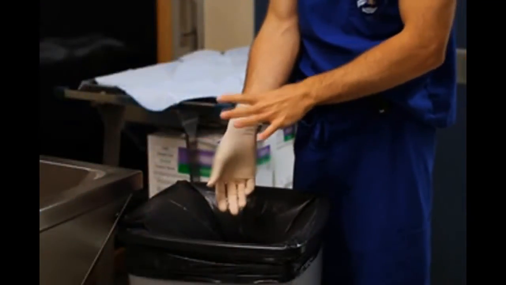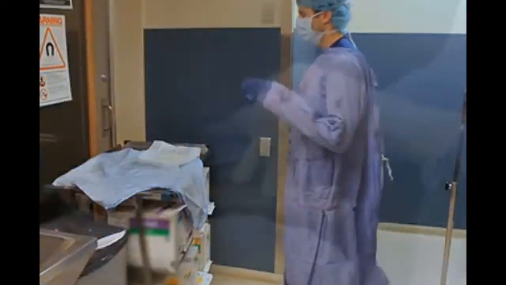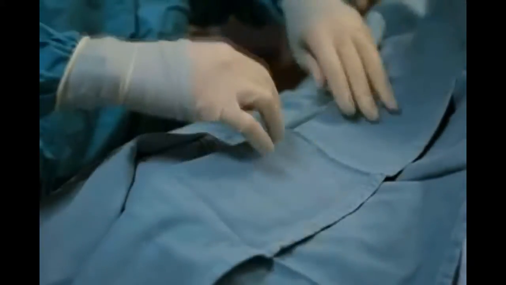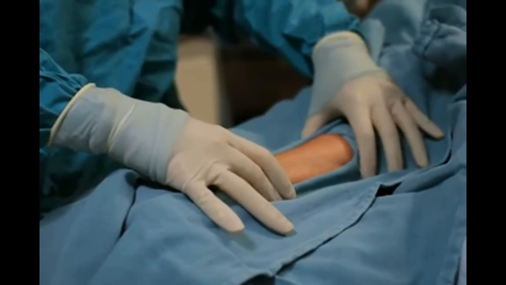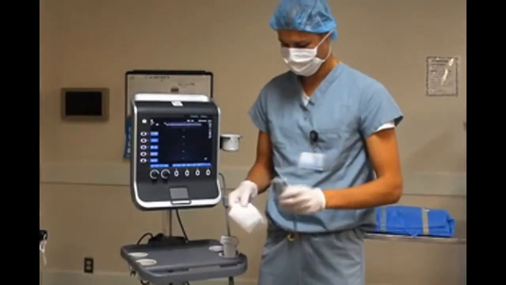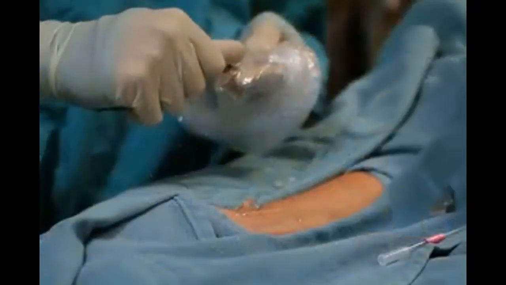Discard the gloves, wash your hands again, and put on the gown and a new pair of sterile gloves. Drape the patient, exposing only the cleaned forearm from the wrist to the antecubital fossa. Have an assistant clean the ultrasound transducer with an antiseptic wipe.